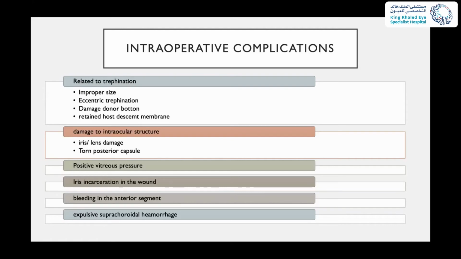Also positive pressure might occur as a result of either high intraocular pressure preoperatively, or in some cases of soft globe, or in cases of younger host age, like in pediatric age. This might lead to iris incarceration in the wound during suturing, and also expulsive choroidal hemorrhage.